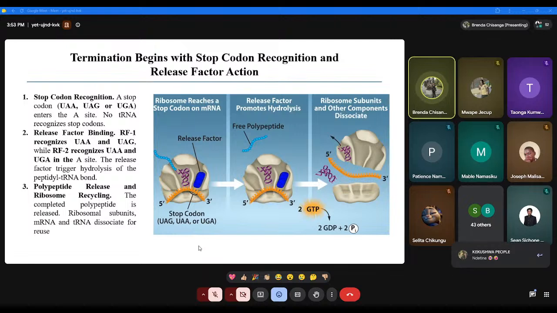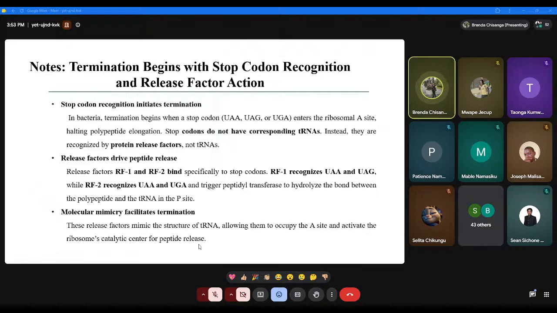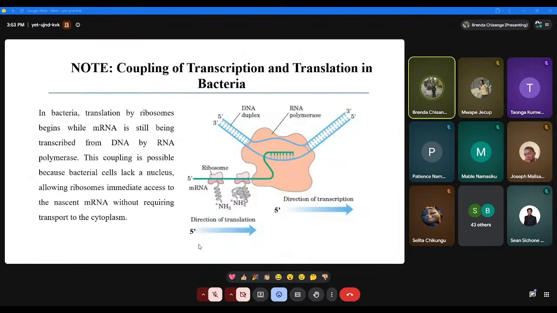So what we're trying to say here is that these release factors, they're the ones that come in to recognize the stop codon on the mRNA, and what they do is they trick the machinery to think they're also carrying an amino acid. But when it's time to transfer that amino acid to the polypeptide chain, the amino acid in the A site, there's nothing there, and you have your polypeptide chain released. Up to this point, guys, these are notes for you to go and read extra.